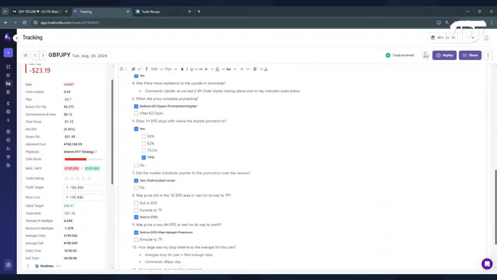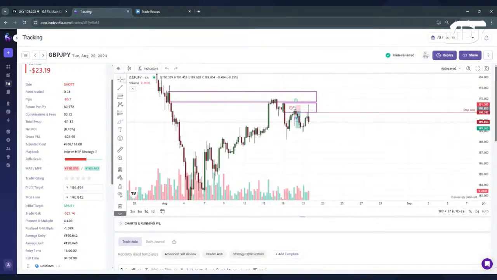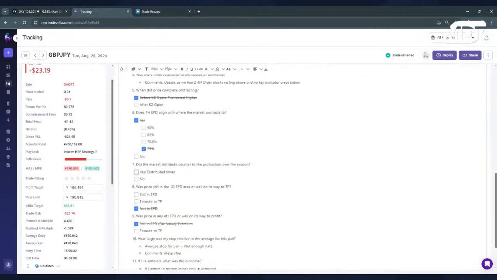And then, did the market distribute counter to the protraction over the session? I said yes, but actually, in the session, it didn't. So this is actually wrong. And this is why this is good, because I feel like I'm going to pick up mistakes that I may have made during my journaling sessions. So we saw that price was distributing higher. My stop ultimately was hit. And so we can say no, price distributed to the upside over the session.